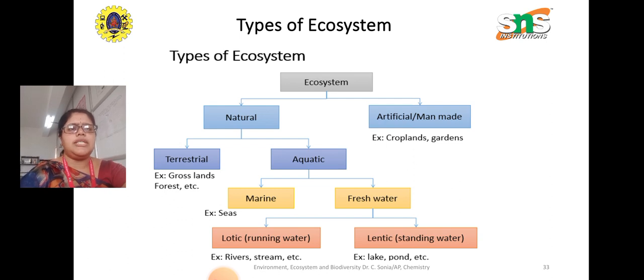So when you just take it in a flowchart form, you see the ecosystem, it is broadly classified as natural, then artificial or man-made. Then the natural is again classified as terrestrial and aquatic. Aquatic is marine and freshwater, and the freshwater is again classified as lotic or lentic.